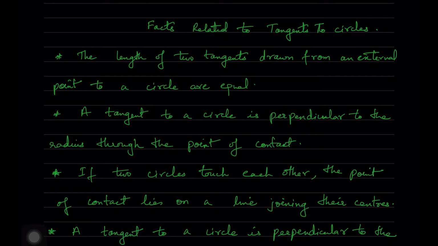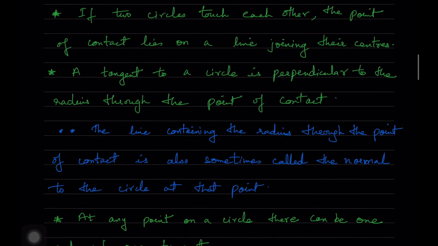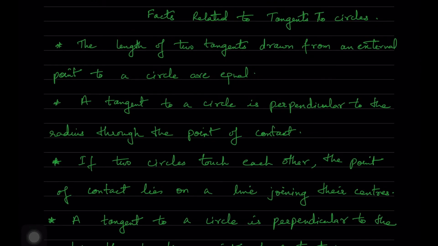The first fact is that the lengths of two tangents drawn from an external point to a circle are equal. A tangent to a circle is perpendicular to the radius through the point of contact. Now suppose this is the circle given and this is an external point, which I am taking as P. This is one tangent and this is one more tangent. If these two touch at A and B, you will have PA equal to PB. So the lengths of two tangents drawn from an external point to a circle are equal.